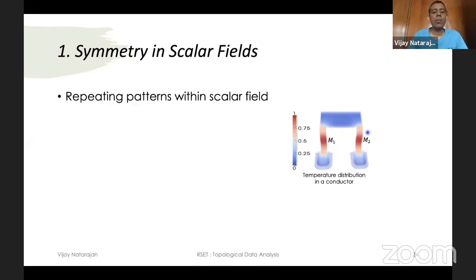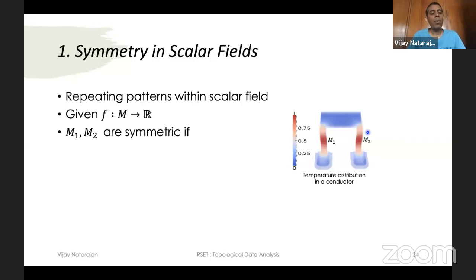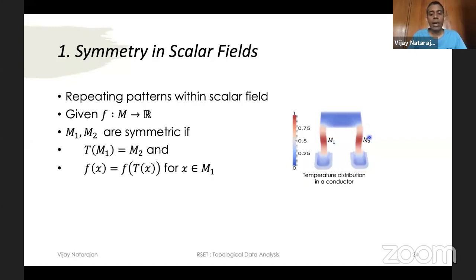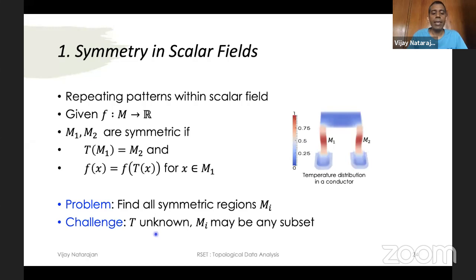We want to find such repeating patterns in a scalar field. So when I'm given a scalar function f, I want to find that M1 and M2 are symmetric. And I call them symmetric if there is a transformation T that takes me to M2. In addition, I want the transformation to preserve the scalar function values, right? Finding these symmetric copies is a big challenge because I have to find all such regions. My T is unknown. M sub i could be any subset of M. So this makes it a really challenging problem.